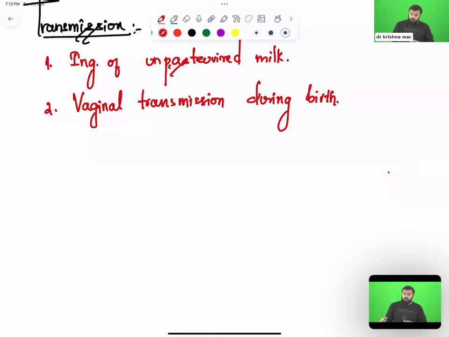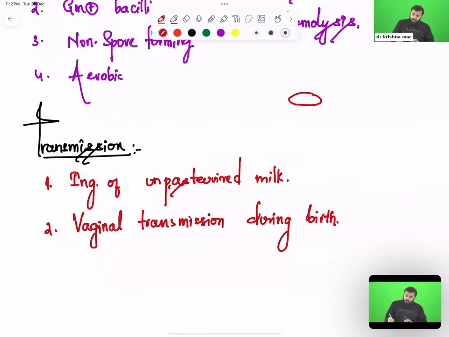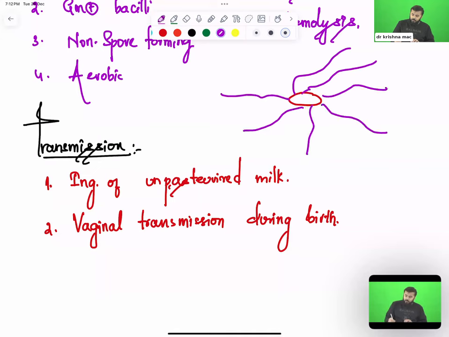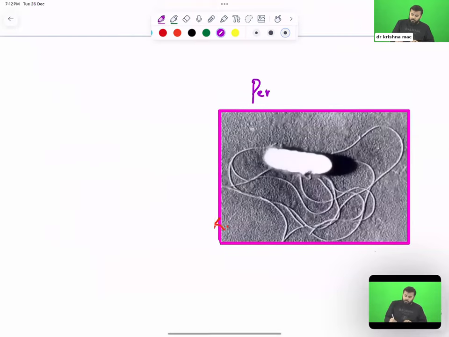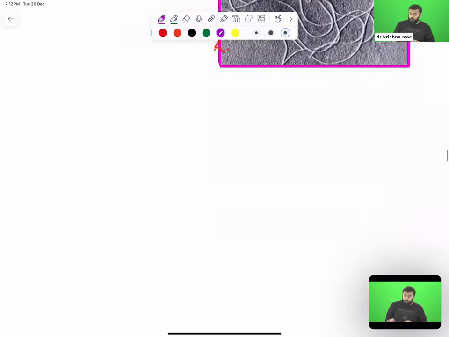Now, if you look at this, this is how the Listeria is. Look at the Listeria flagella. Listeria flagella is everywhere. If the flagella is all around the body, you call this condition as what? What is this type of flagella? Peritrichous flagella. Very good. You see this? This is peritrichous flagella.